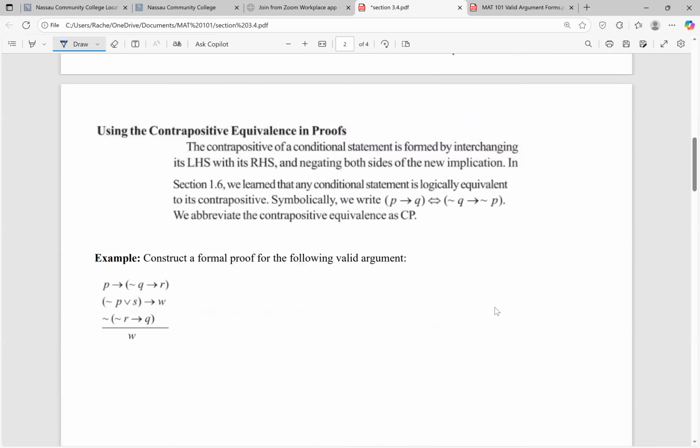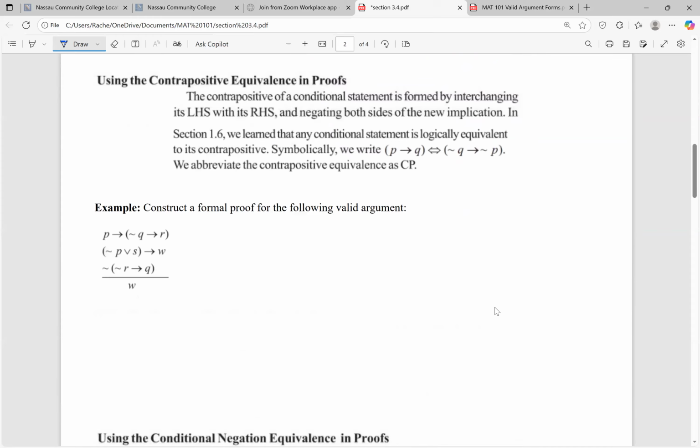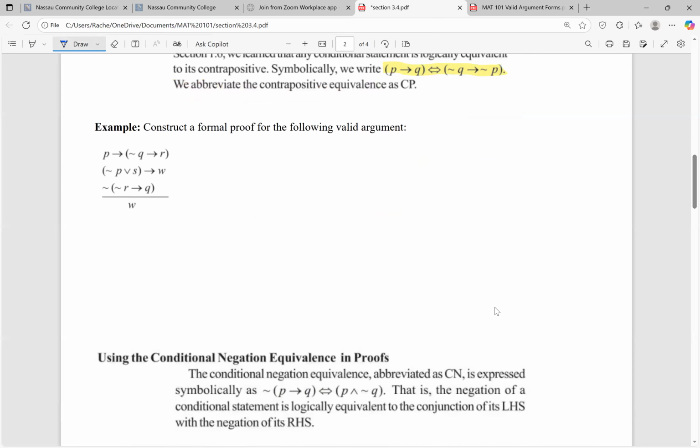So let's move on to the next equivalence that we're going to visit. We talked about contrapositive, and that was back in chapter 1. So remember the contrapositive: if we have P implies Q, the contrapositive of that is going to be not Q implies not P. Sometimes that may be helpful, right? If we could see that we have the contrapositive in front of us, we might be able to use that in a proof. So let's look at the next example.